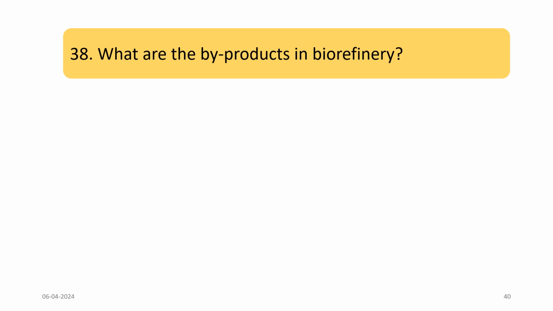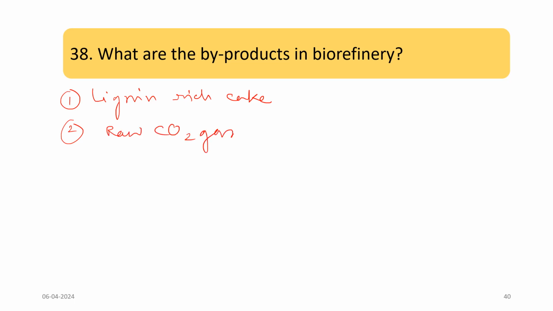So, byproducts are: the first one is the lignin-rich cake, which is separated from the solid-liquid separation and used as a boiler fuel along with supplementary fuel. Then comes raw carbon dioxide gas. It is generated during fermentation and vented off to atmosphere after scrubbing with water.